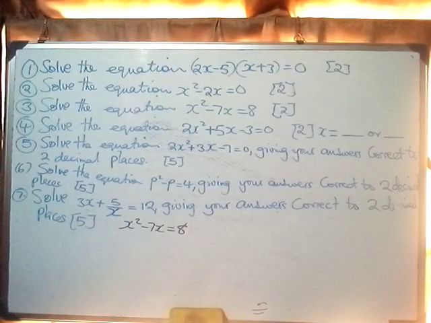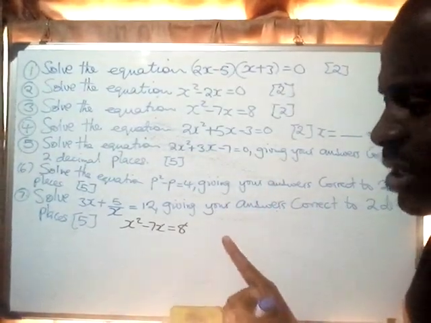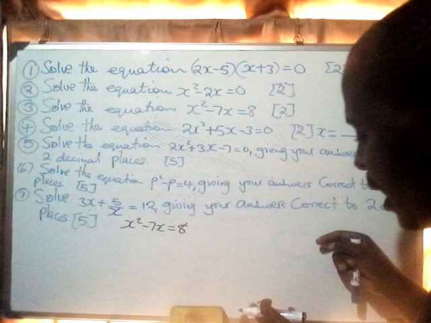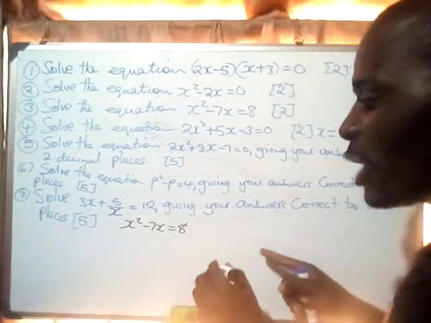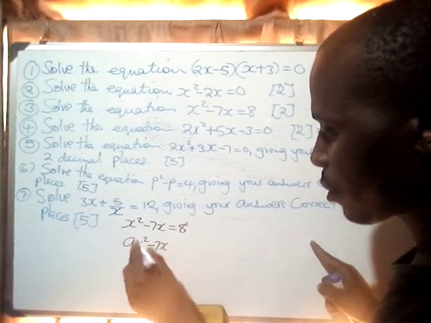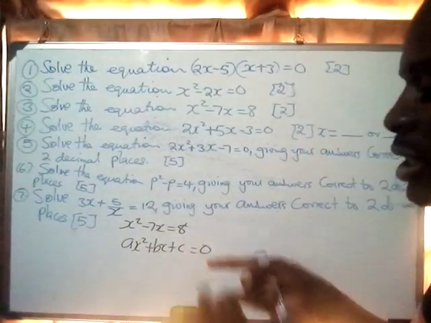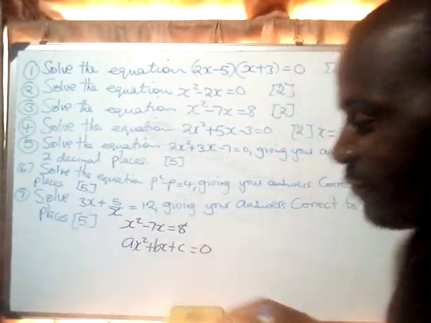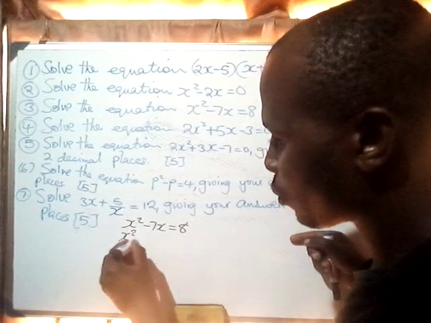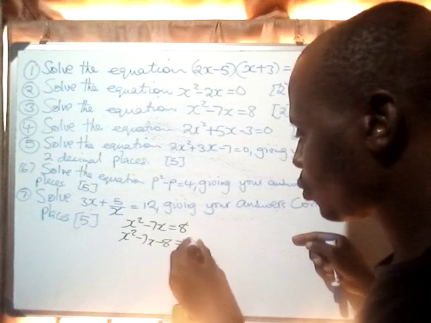Question number 3. So this question here, remember we had an example from our previous video. Is it previous? It could be that other video. We had such kind of question. So in this case, when you are solving this one, you have to make sure that it is in the form of ax squared plus bx plus c is equal to 0. In other words, this constant number has to go to the left-hand side. So what am I trying to say? Our next equation will be x squared minus 7x minus 8 is equal to 0.